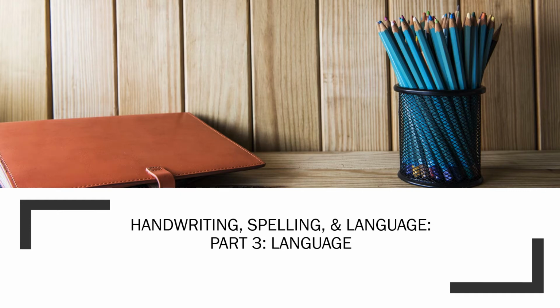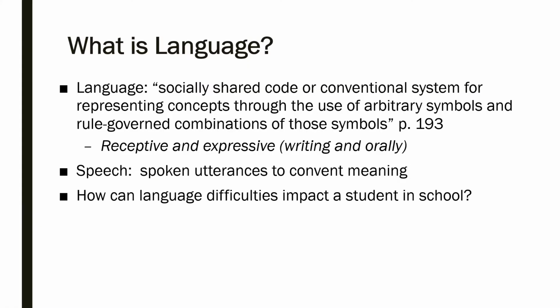This is the third part in our three-part series on handwriting, spelling, and language. And today we're going to take a step back and look at what language really consists of and see if we all are defining it the same way. So what is language? Language is really a shared code of arbitrary symbols that are governed by certain rules about how they are to be combined.